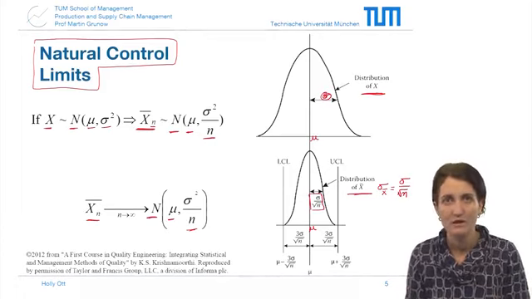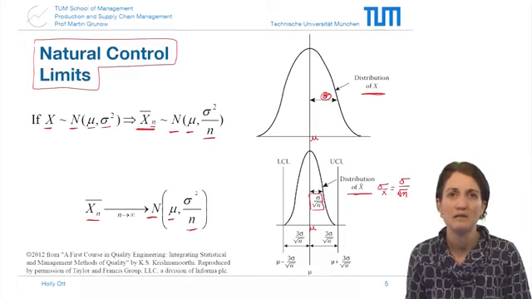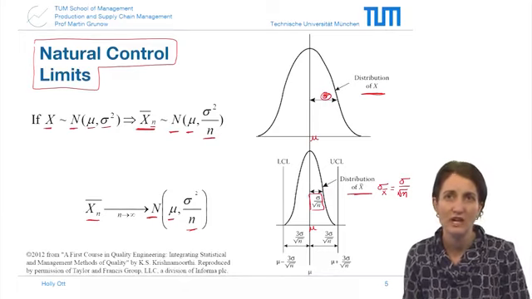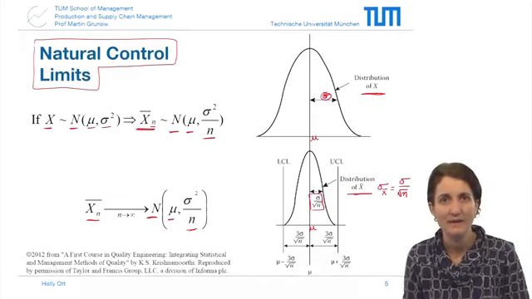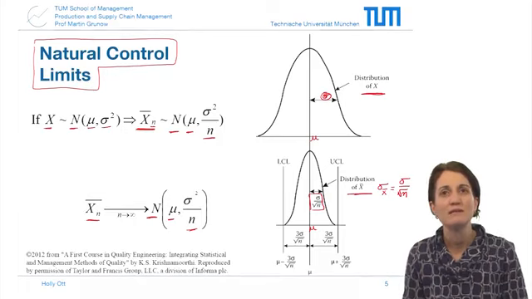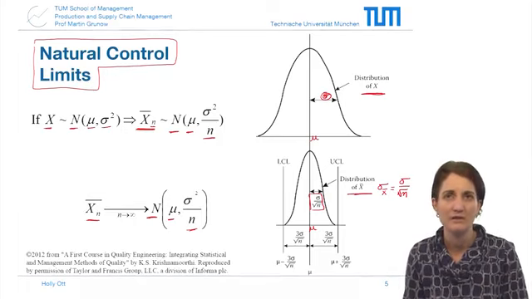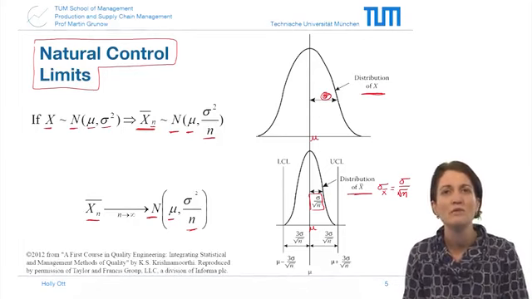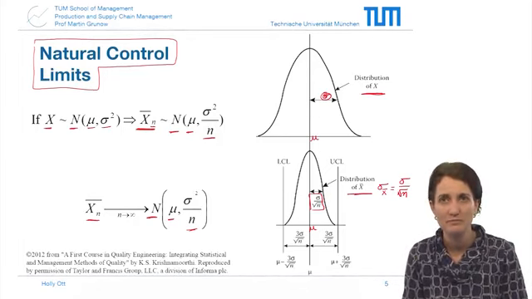Now, what we had just said was, if the process distribution hasn't changed in any way, then we can expect that 99.7% of all of our x values, actually 99.73% of all of our x values, will fall within 3 standard deviations of the mean.